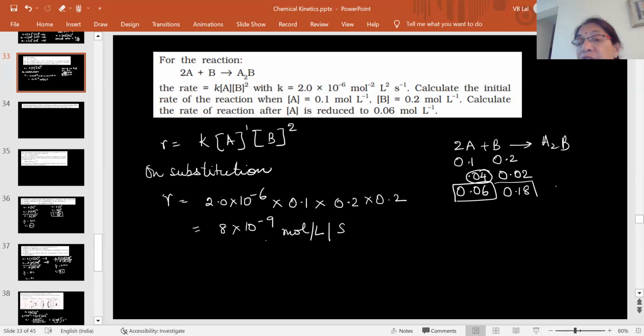So this is the concentration based on which I have to now calculate my new rate of reaction. So what will be the rate of reaction when this has reduced? The rate constant does not change. So that will be 2.02 into 10 raised to minus 6 into 0.06 into 0.18 into 0.18.